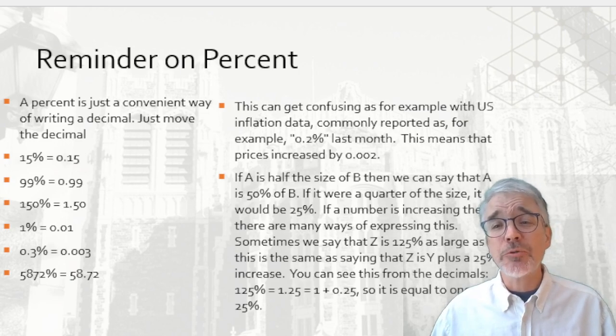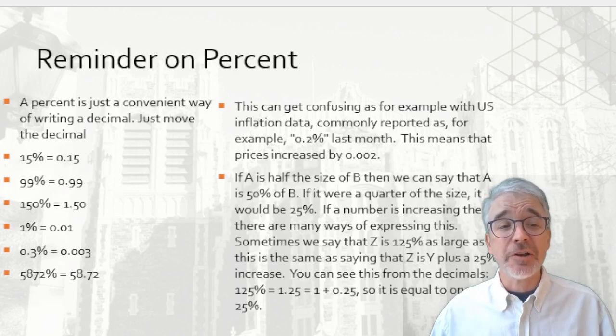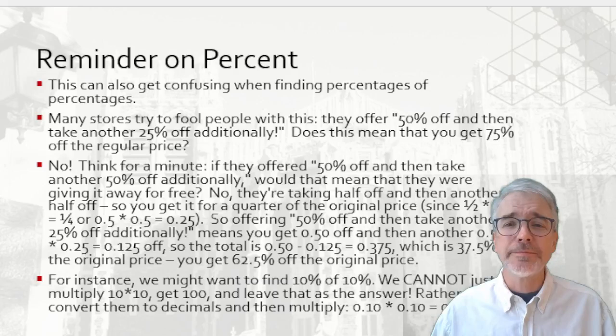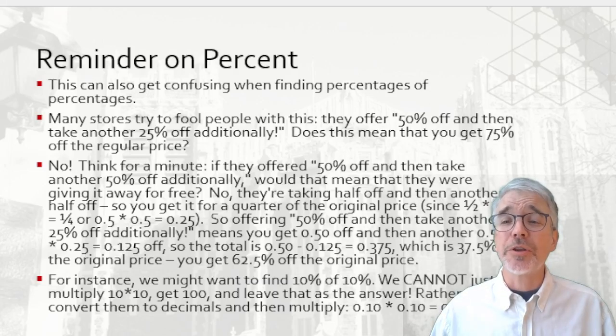If a variable is increasing, there are a number of ways of expressing that. If Z is 125% of the size of Y, then that means Z is Y plus a 25% increase, or Z equals 1.25 multiplied times Y. And sometimes you got to look a little bit extra carefully just to make sure you're not going fast and getting sloppy. A lot of stores, they're putting stuff on sale.